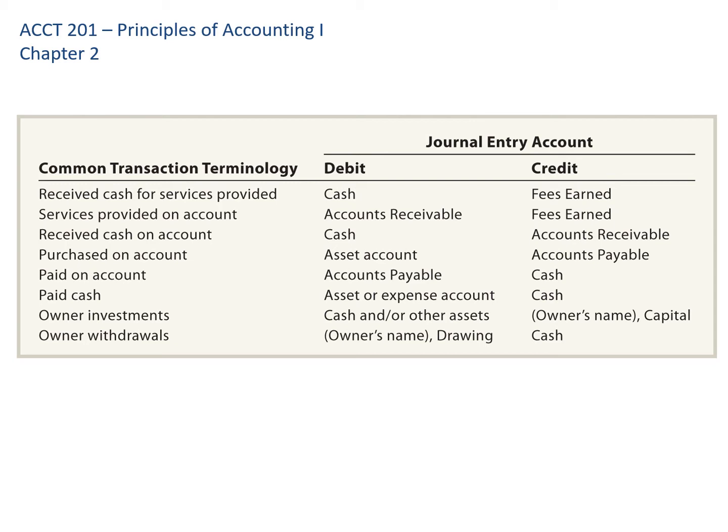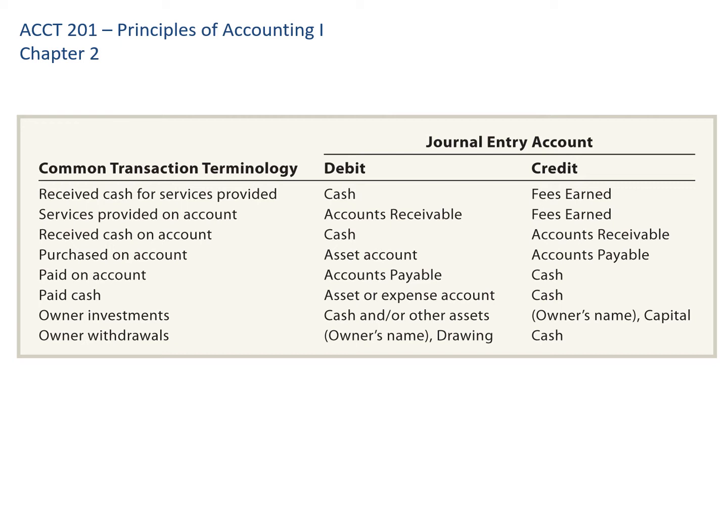When we provide services on account, the words on account mean that we're going to get paid later. So instead of debiting cash, we debit accounts receivable. We increase the amount of money that people owe us, and we increase revenue by crediting fees earned. When we receive cash later from people that we had billed earlier, so receiving cash on account, we'll increase cash by debiting it, and we'll credit accounts receivable to reduce it.